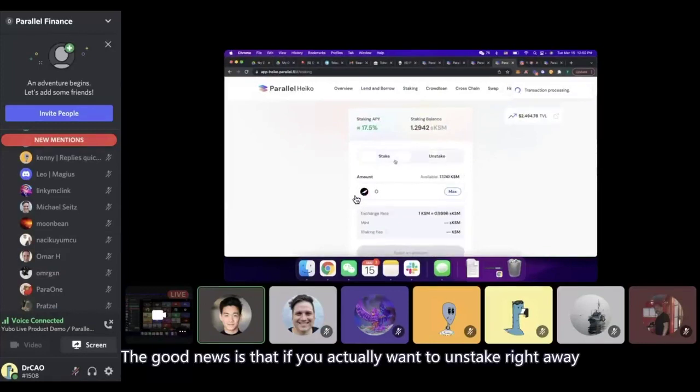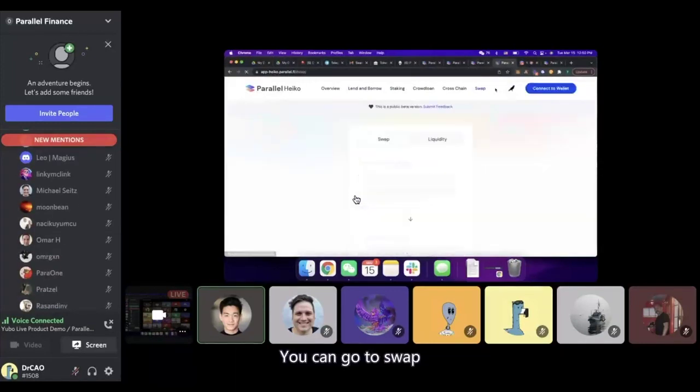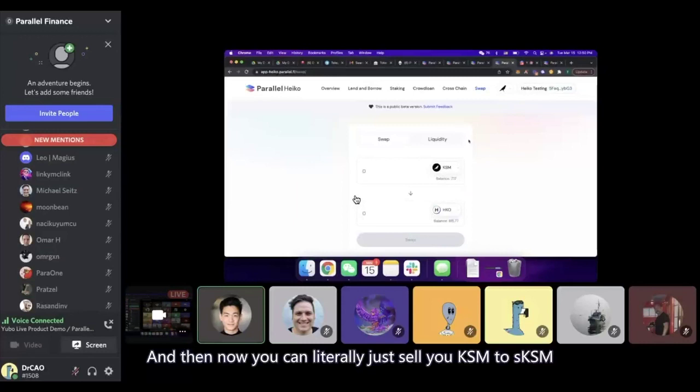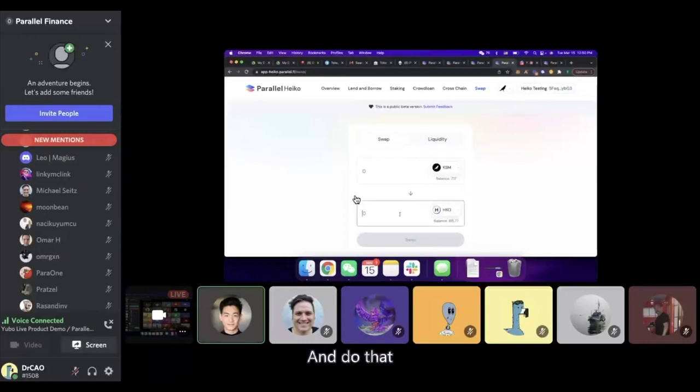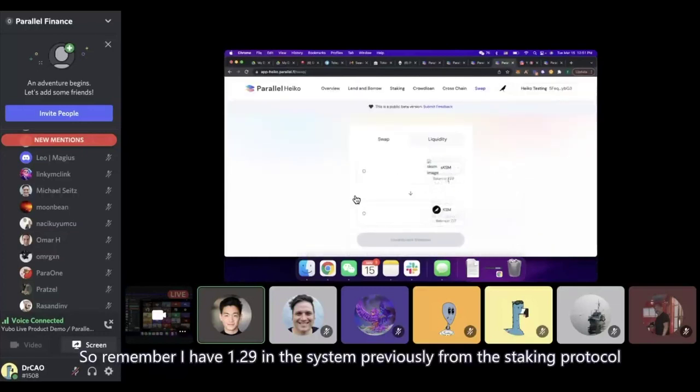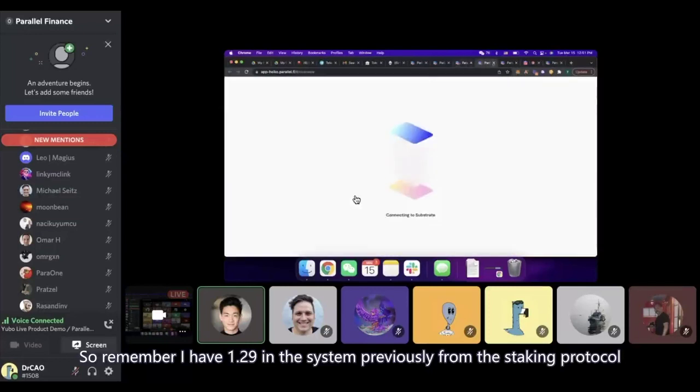However, the good news is that if you actually want to unstake right away, you can go to swap, which is our AMM, and then you connect your wallets. And now you can literally just sell your xKusama to Kusama. I can give you guys an example. Currently we have a little bit of an issue with this new app with the logo, but we're going to fix it. So remember I have 1.29 in the system previously from the staking protocol.